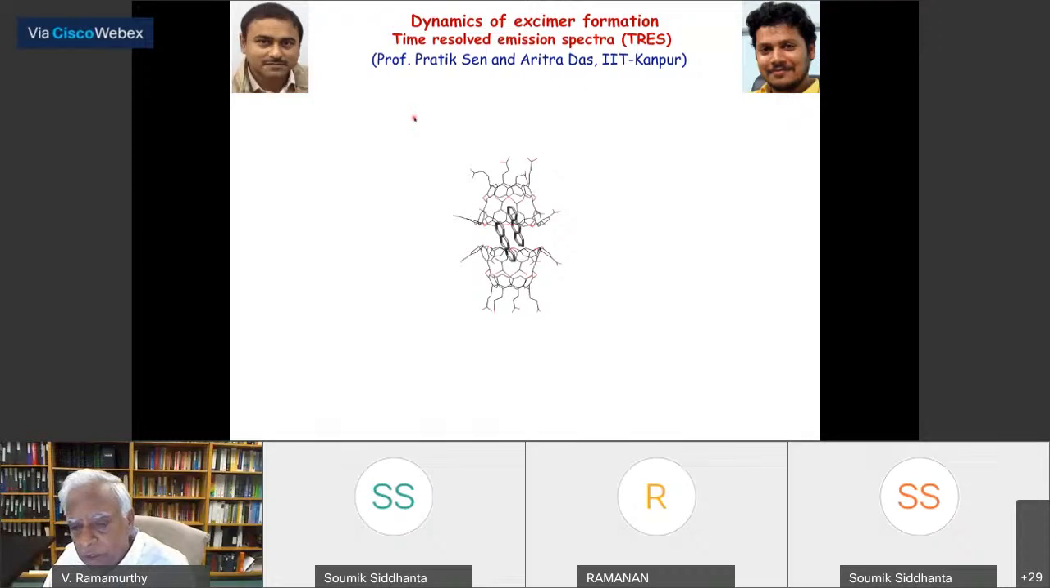In solution, people know what happens. If you have it in benzene or some other solvent, people have studied it, it just shows fluorescence, no excimers. But inside this confined space, now we see excimer.